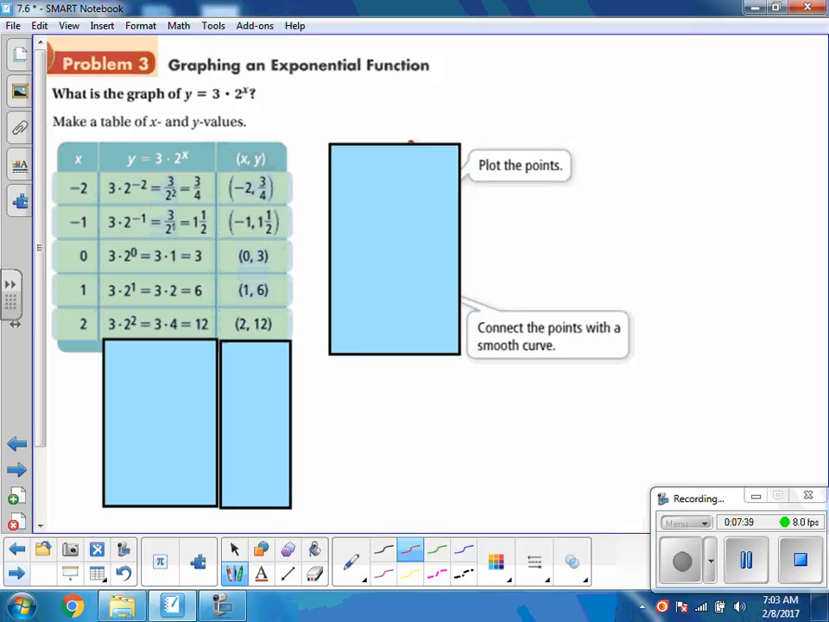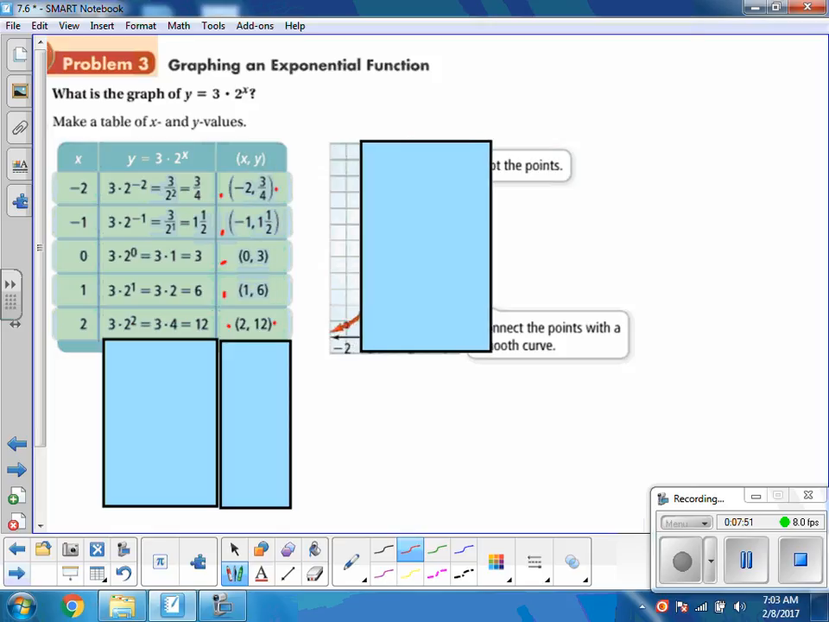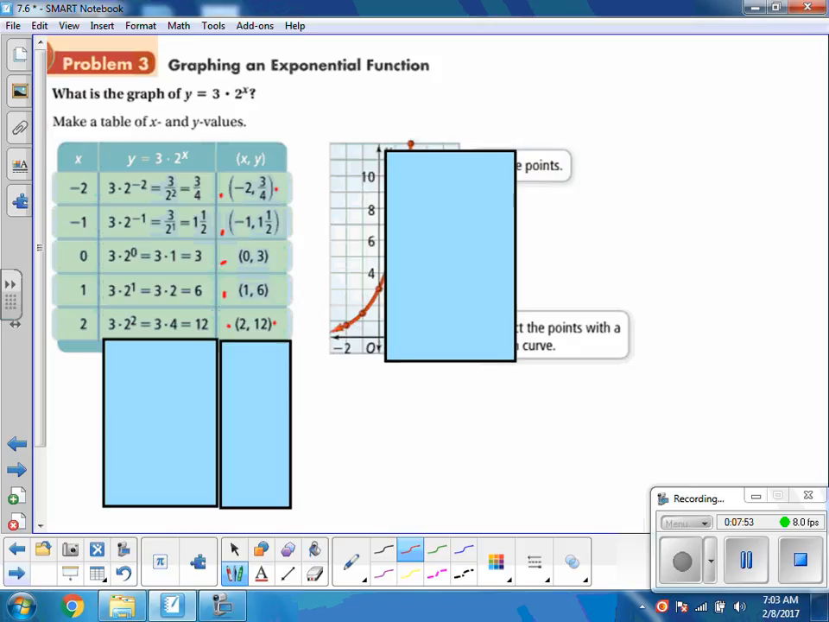Now for graphing something like this, I need to pay attention. True, I'm going from negative 2, negative 1, so my interval is going up by 1, but on my y-axis, it's going from 3/4 and jumping up to 12, so I have to be careful on what values I use on this one. In this case, we went by 1s because the information's all going to fit on there.